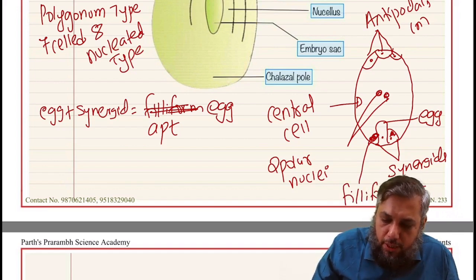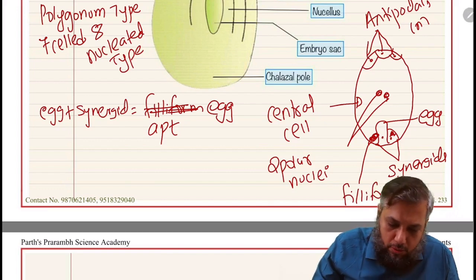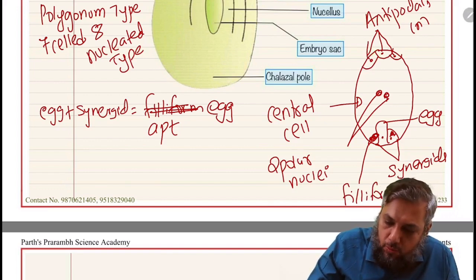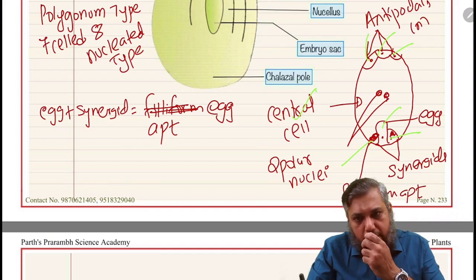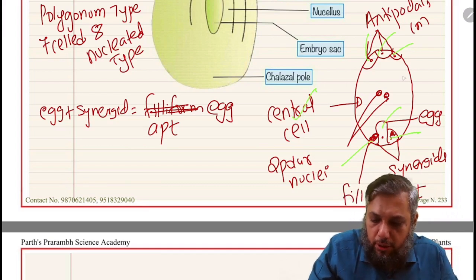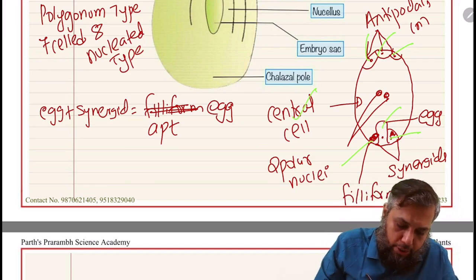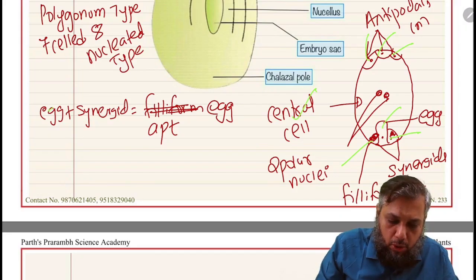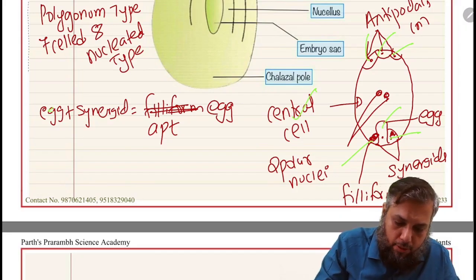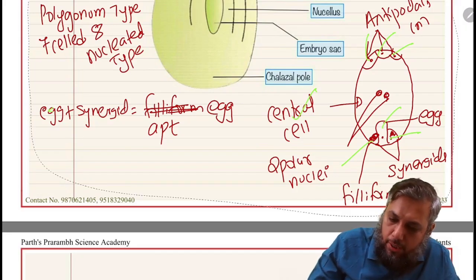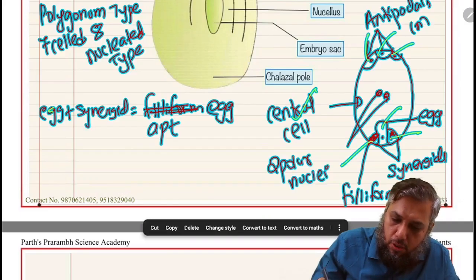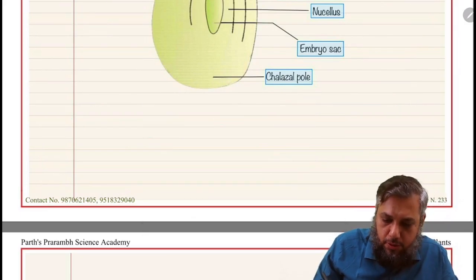So if you count the number of cells, 1, 2, 3, 4, 5, 6, 7. And each cell has a single nucleus except the central cell. So that is why you have a 7-celled, 8 nucleated structure, which is the polygonum type of the embryo sac. It was observed in a species called Polygonum.